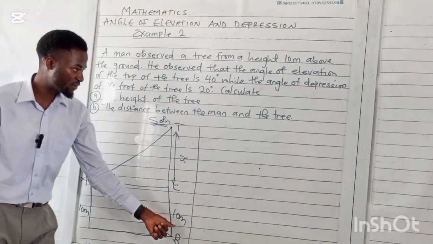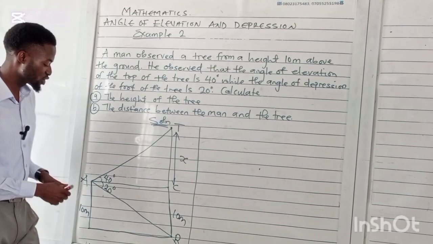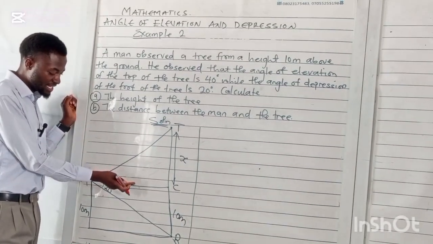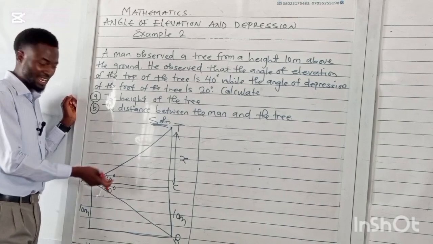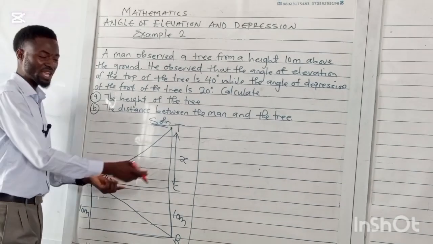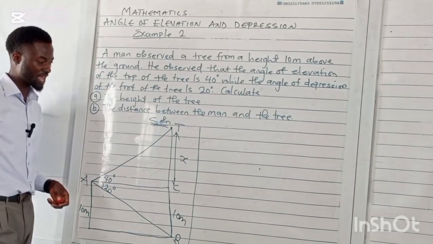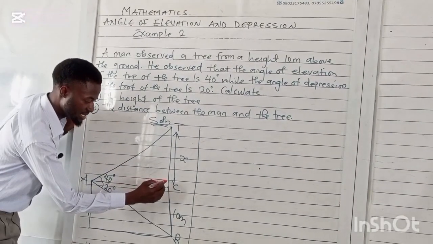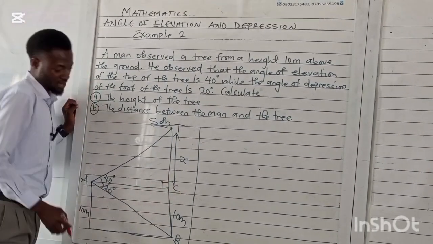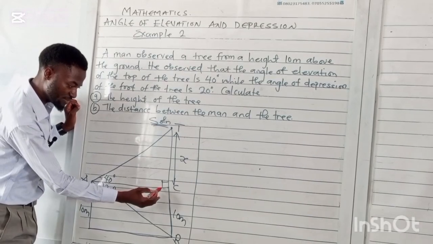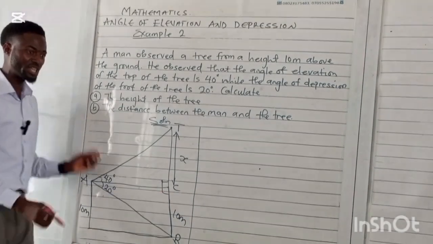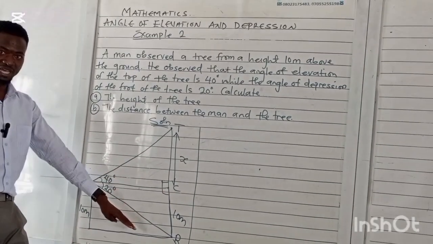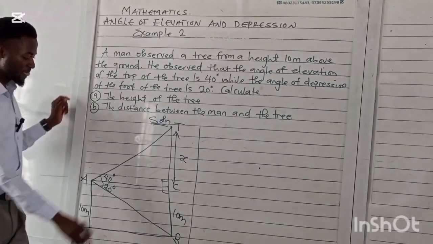So the first thing we're going to do, since we already have 10 meters here, is find the horizontal line here. After getting this value, we can easily find the value of X. From here, this is going to give us a right angle, and the same thing here, we can also produce a right angle, an angle turned upside down.